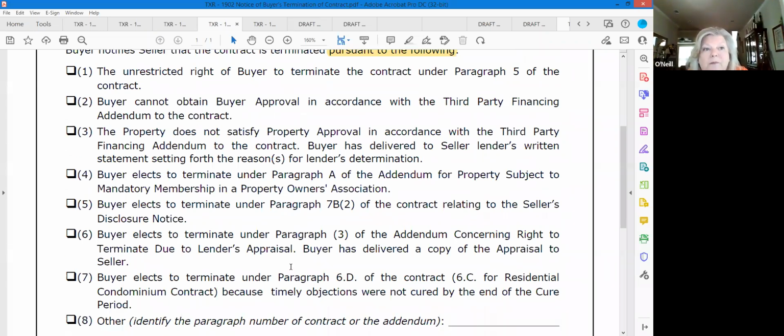Paragraph 4, buyer elects to terminate under paragraph A of the addendum for property subject to mandatory membership in a property owners association. A1, A2, and A3 have provisions that might allow the buyer to give proper notice and terminate.